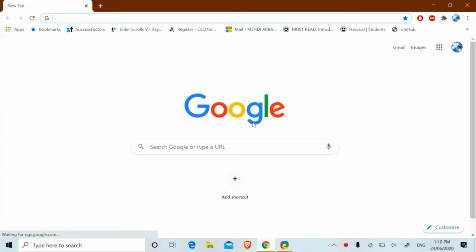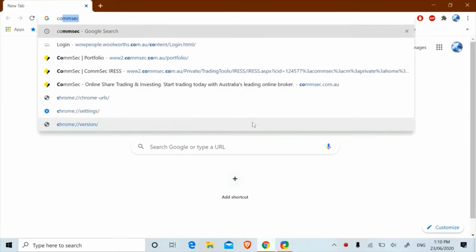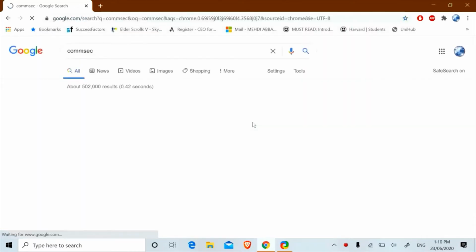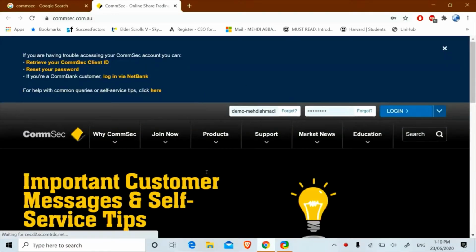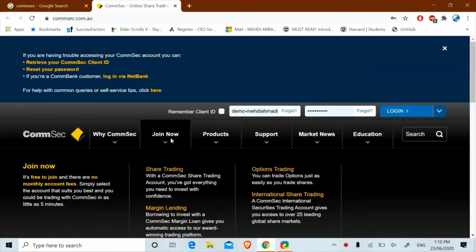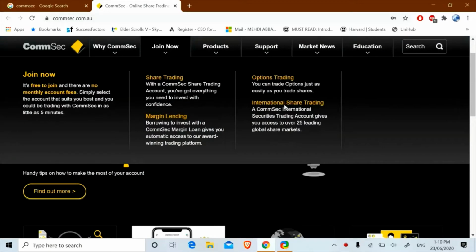First of all, just go on Google and type down CommSec. The very first link should be CommSec. You just want to click on that and you'll be taken to this page. Then click join now. Once you click join now, there are 4 options to make an account with.